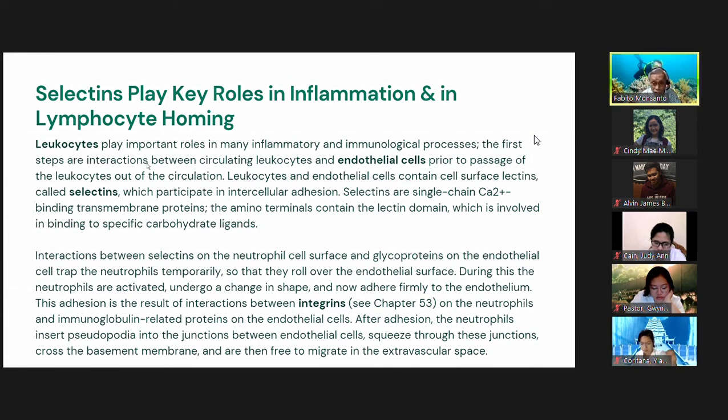Okay, let's continue. So after adhesion, the neutrophils insert pseudopodia into the junctions between endothelial cells and squeeze through these junctions and cross the basement membrane, and they are free to migrate to the extravascular space.